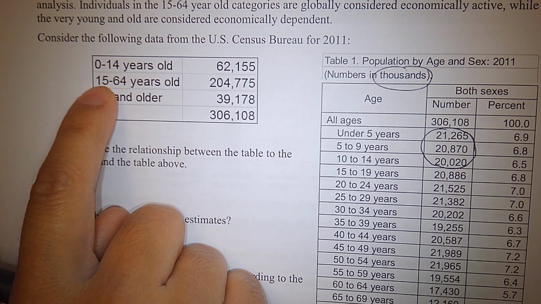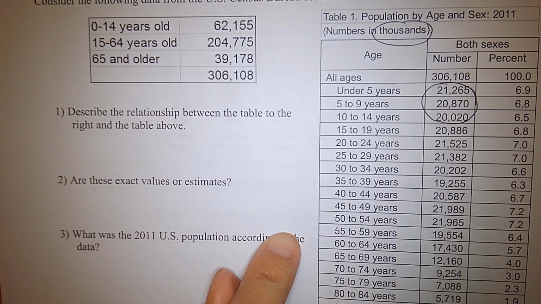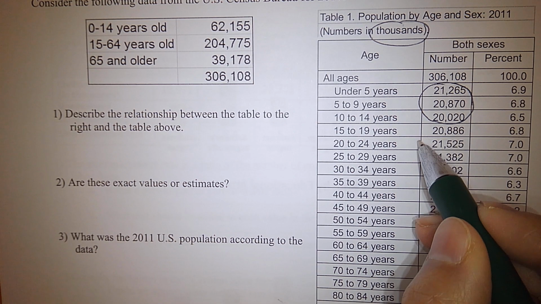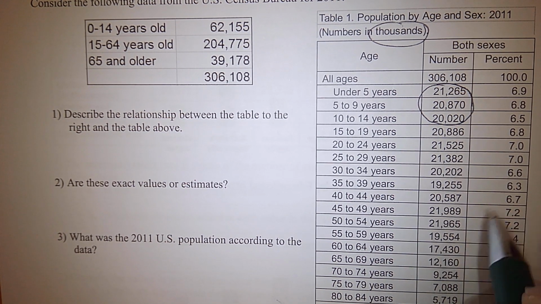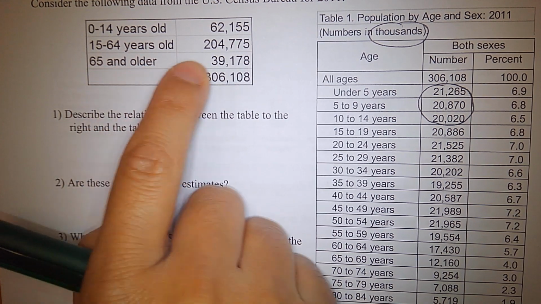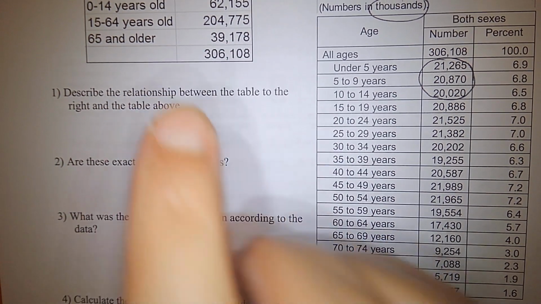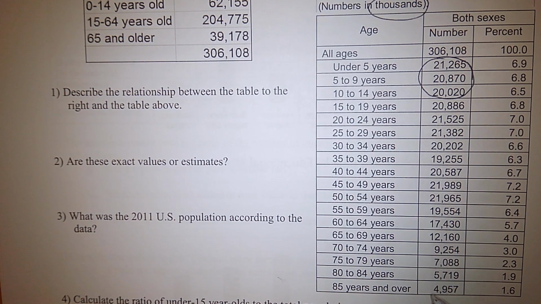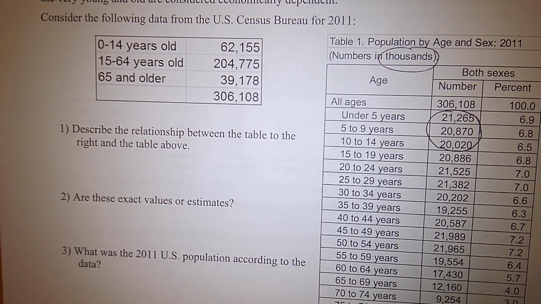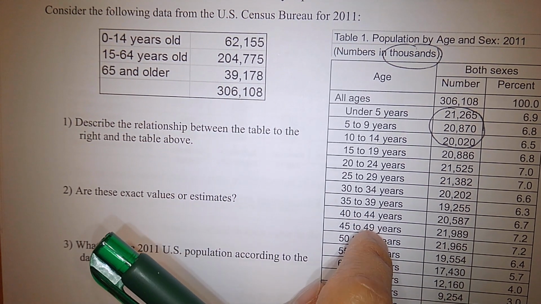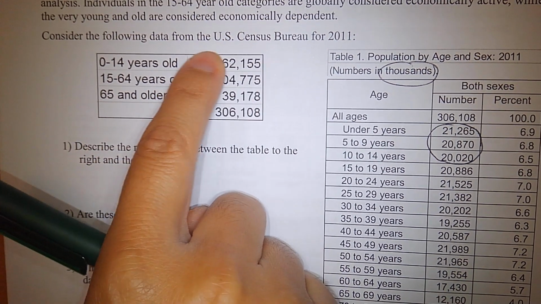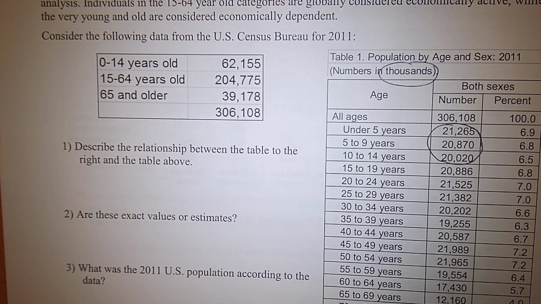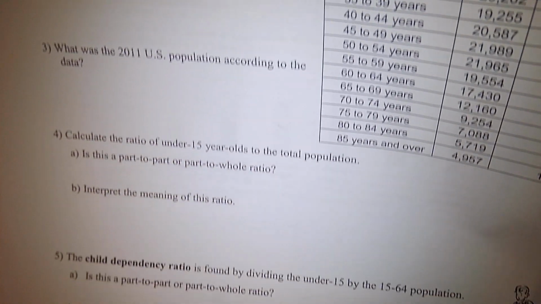And how do they come up with the 15 to 64 years old? They add up all of these numbers from 15 years old all the way to 64 years old. And then how about the 65 and older? Where does this number come from? They add up all of the people who are 65 years and older. So this is the relationship between the two tables. This is a more detailed table, and this is a more condensed, more summarized table. Now let's answer question 5 directly.